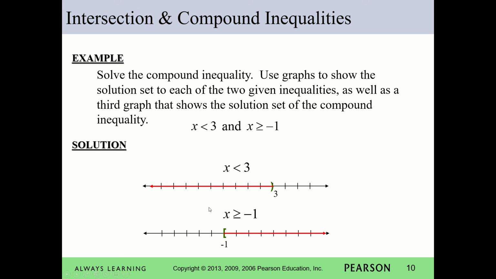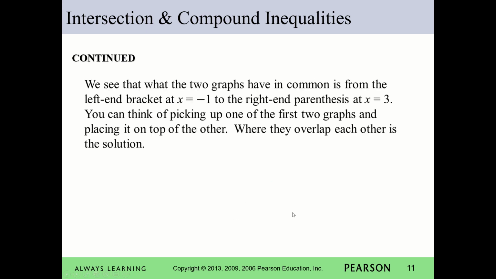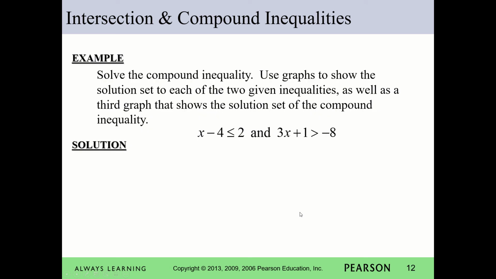So what's true for this one? We have x is less than 3 and x is greater than or equal to negative 1. What's the part where they intersect? So it means x is greater than or equal to negative 1 and it's less than 3. So your solution set is everything in between those two. It's the part where they overlap.